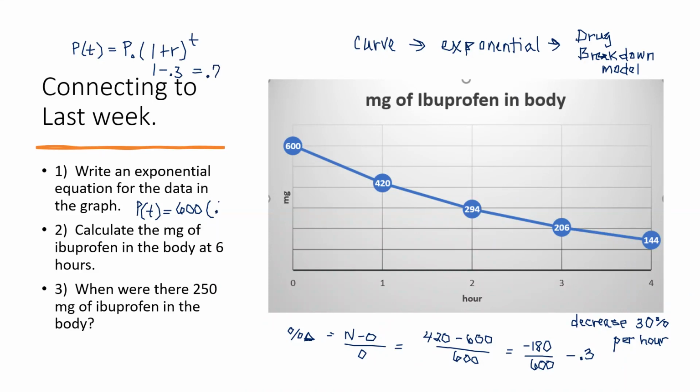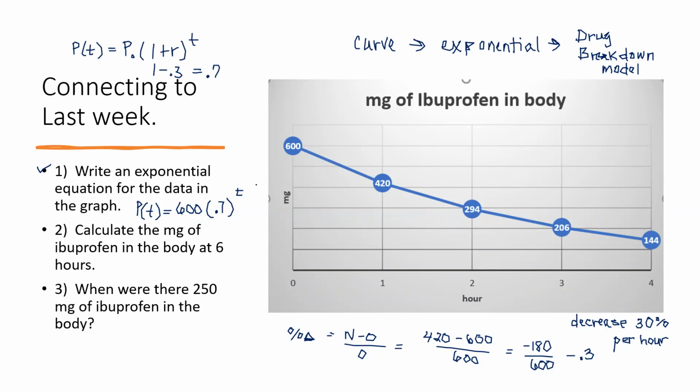I'm doing all that math ahead of time so that I have a formula as simplified as possible, with the exponent of t. We met our first outcome of this week, which is to be able to write the exponential equation, and we did that from data rather than from a word problem. So that one's done. Next, we're to calculate the ibuprofen in the body at 6 hours.